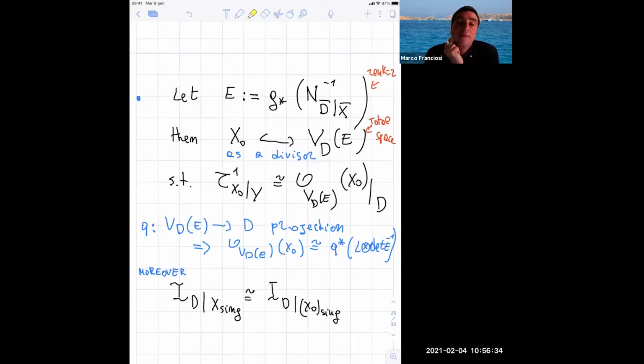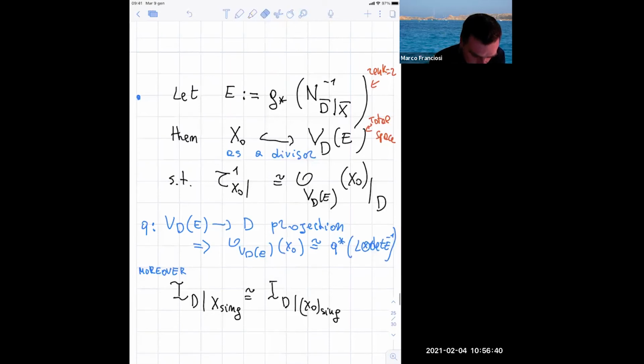In such a way that the T1 of X0 restricted to D is isomorphic to O of X0 restricted to D, to the O of the total space. We have q from our total space onto D, the projection, and this O of the total space of this X0 is isomorphic to q upper star of L tensor the determinant of E to the -1. So this is the key point.